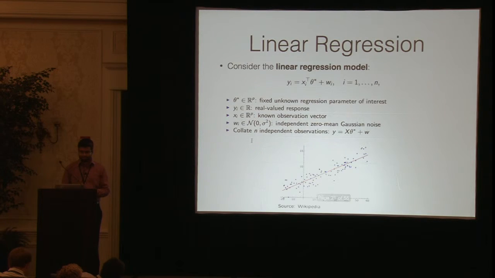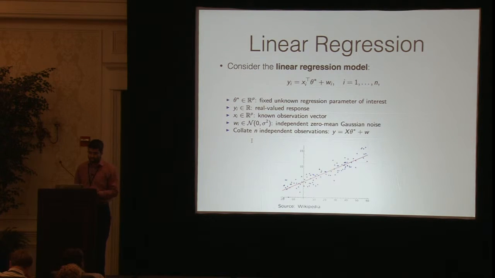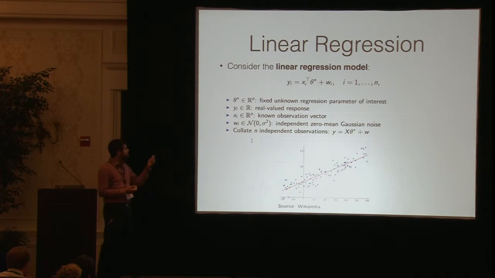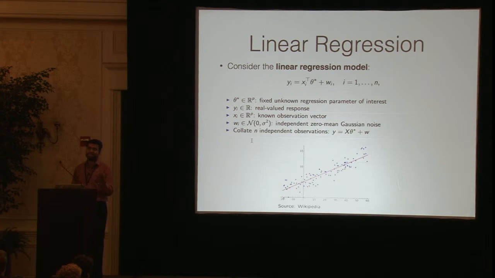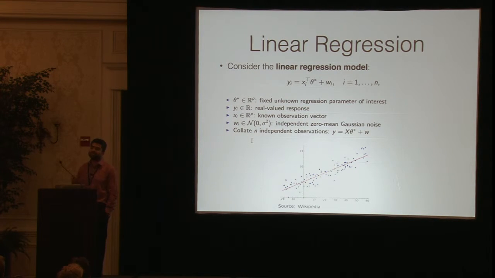So let's first run through the very simple class of linear regression models. This is something a lot of people have brought up and something we all know and love. I have a real valued response y, which is essentially a linear combination of the signal that I care about, theta star, with some noise added. You do not observe the noise. What you do observe is the real valued response and the measurement vector x. And you see a few of these. And given this, you need to find the signal theta star.